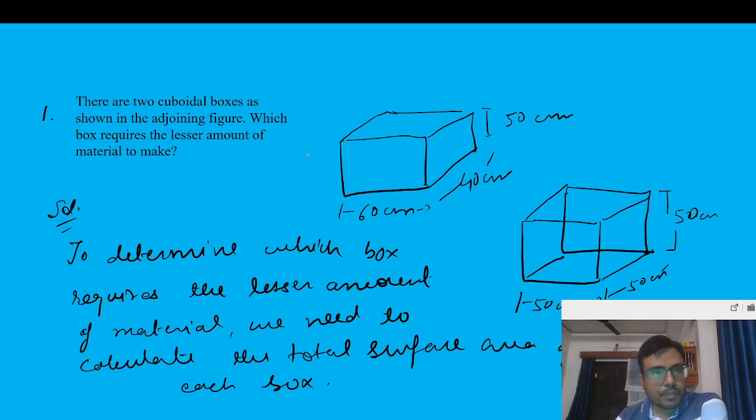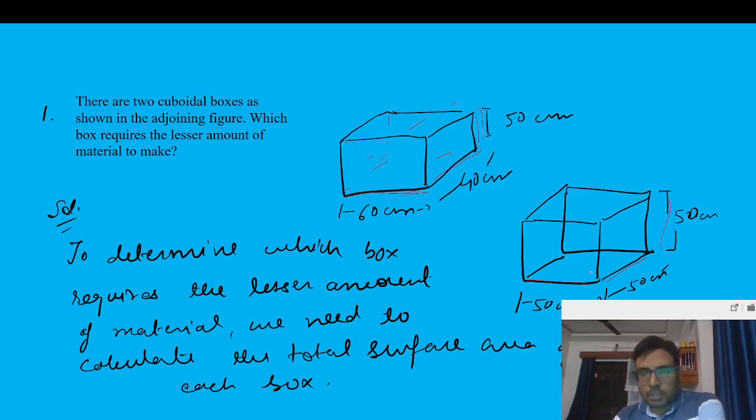Okay, now first question, there are two cuboidal boxes as shown in the adjoining figure. Which box requires the lesser amount of material to make? So to make a cuboid box, you have to make all the six faces, this face, this face, this face, this face, back and this side. Now see what is given in this figure. This length is 60, this width is 40, and this is 50. So clearly it is a cuboid. And in this figure, this is 50, this is 50, this is 50. Means length, width, height all are same. So this is a cube.